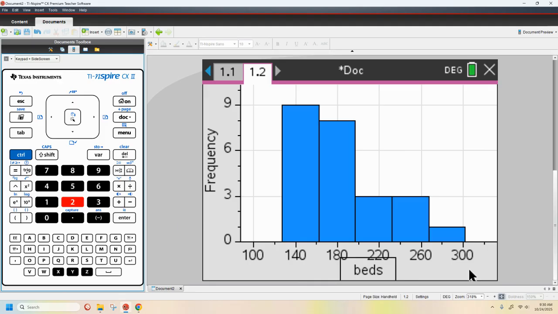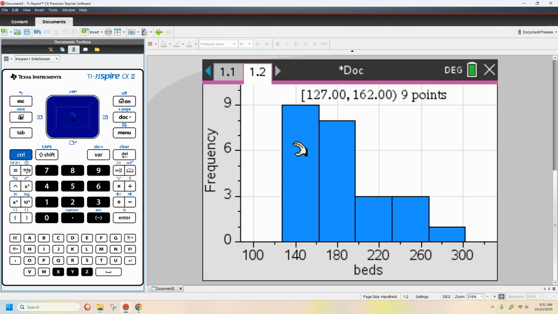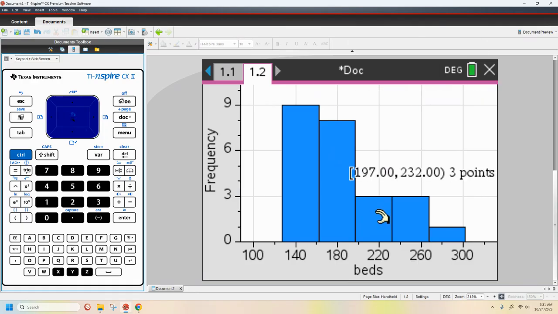All right, so now we have enough information to go ahead and make our histogram on our paper. Because when you hover over the bars, it'll tell you the axes. The axes go 127, 162, 197, 232, right? So on and so forth. So you can now determine what your axis is and put that on your paper. And then our highest frequency is 9.